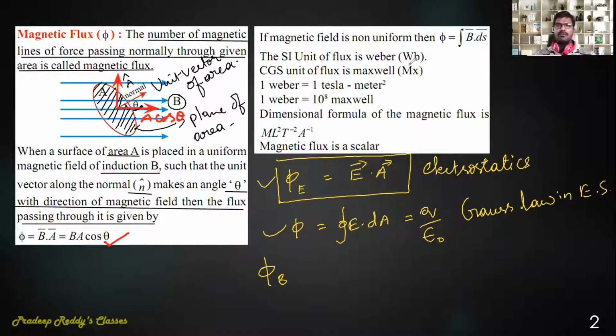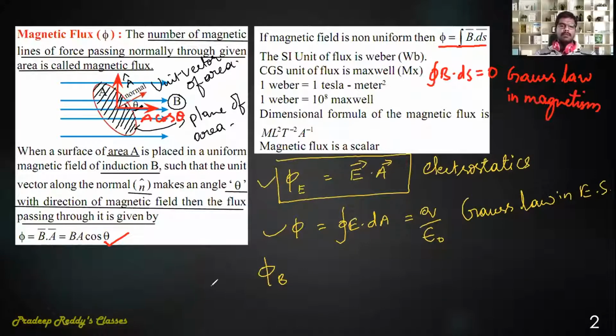And we can also define Gauss law in magnetism. Gauss law in magnetism: phi equal to B dot ds, and it is already learned that the integration of B dot ds is equal to 0. This is Gauss law in magnetism. Because in the case of magnetic fields, we have two poles, north and south. Therefore, the north and south poles compensate the effects of one another. As a result, the net flux passing over will be equal to 0.